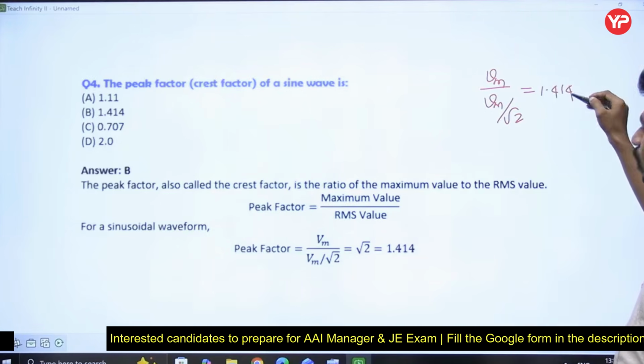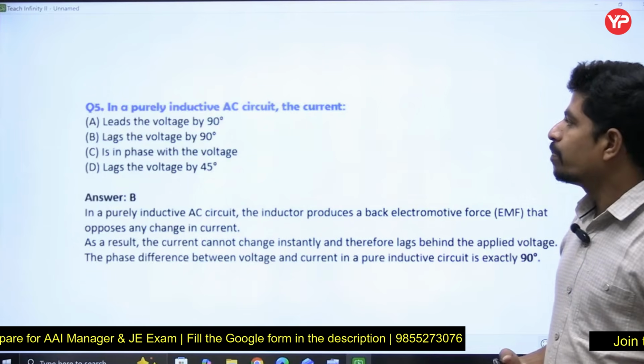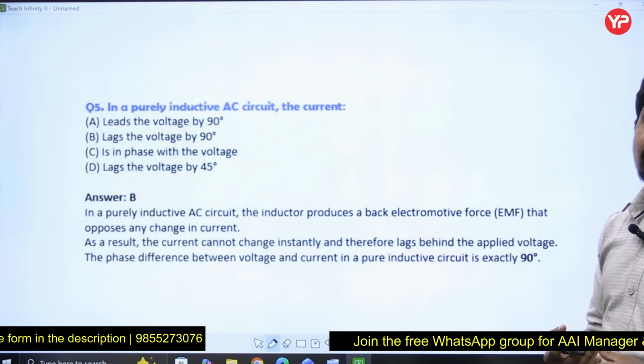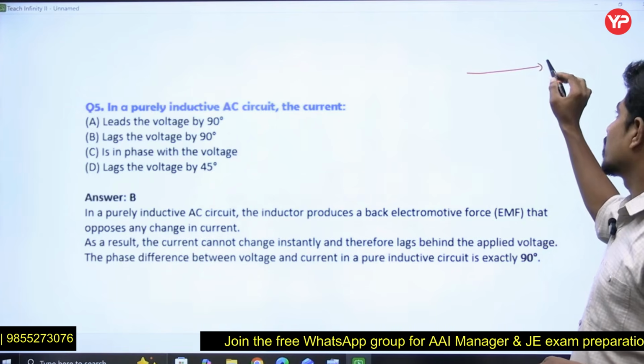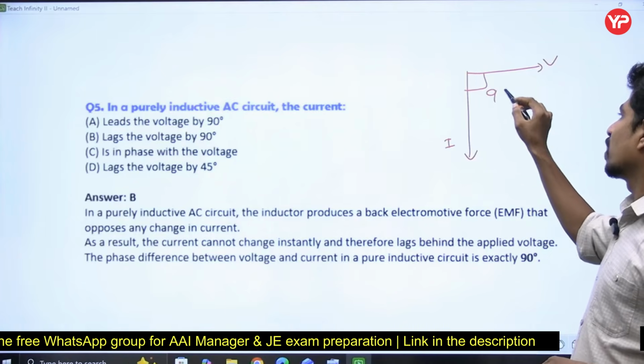1.414, 1.414. This is also a ready-made answer. In a purely inductive AC circuit, the current lags the voltage by 90 degrees. Yes, this is voltage, this is current, right? How much is this? 90 degrees.